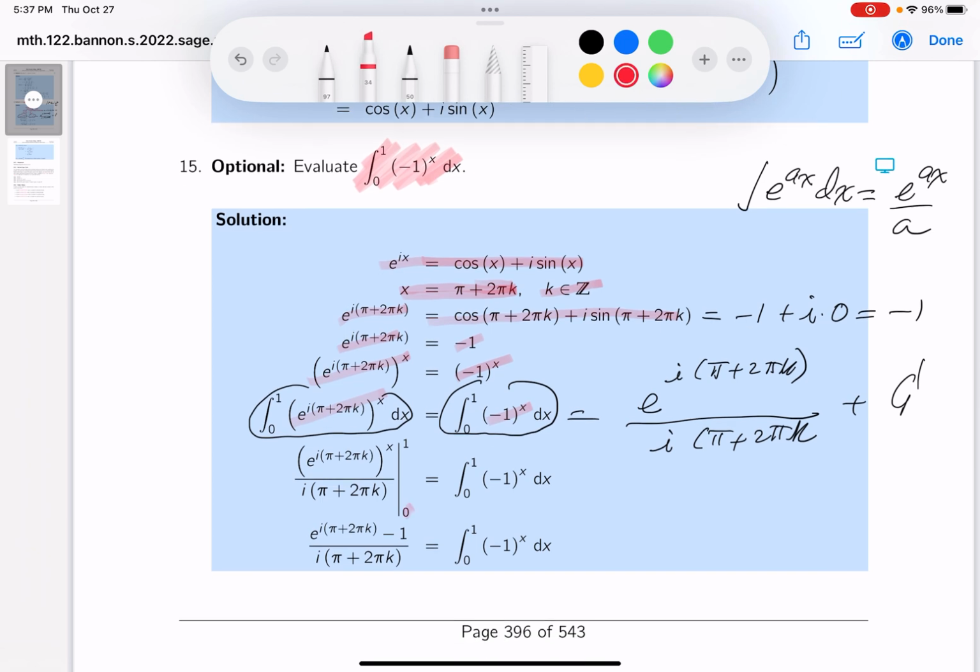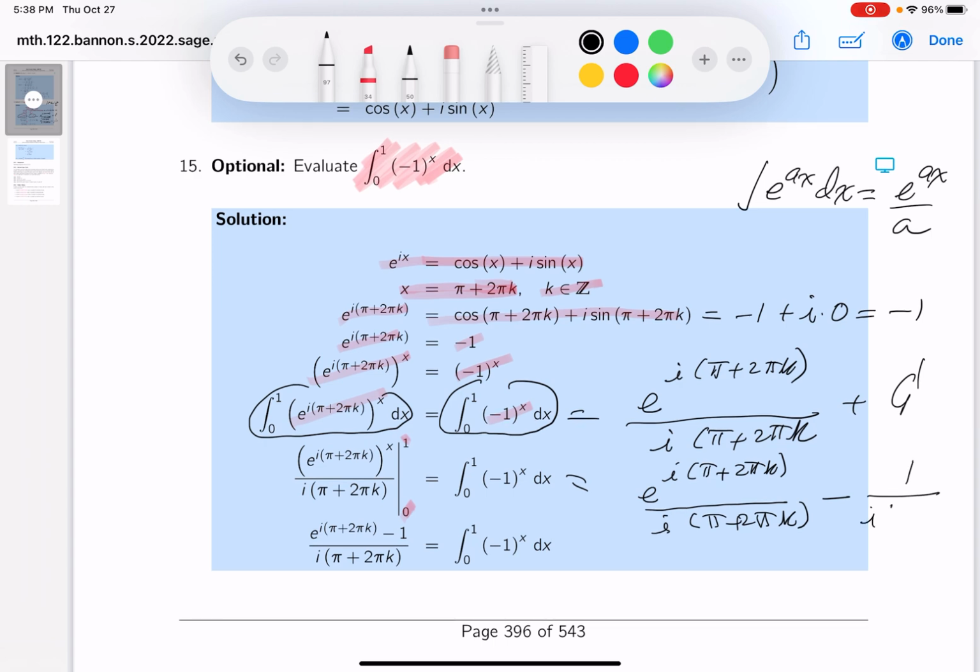And that's not bad to do, by the way. If you do that, what are you going to get? At 1, it's going to be e to the i(pi plus 2 pi k) over i(pi plus 2 pi k), minus the value evaluated at 0. Well, at 0, some number raised to the 0 power is 1, and on the bottom is i times (pi plus 2 pi k). Again, k is some integer.